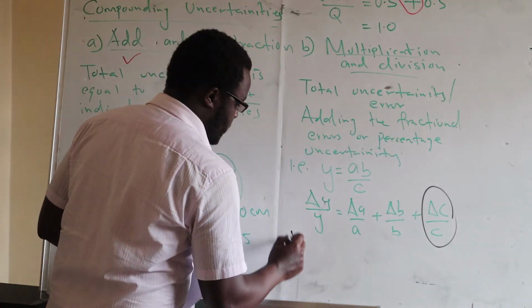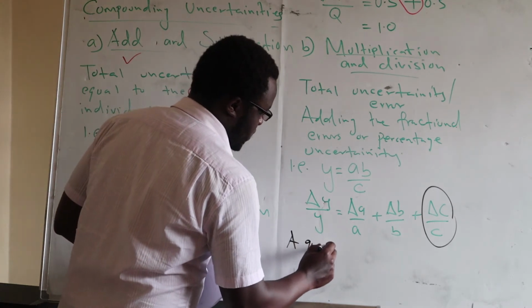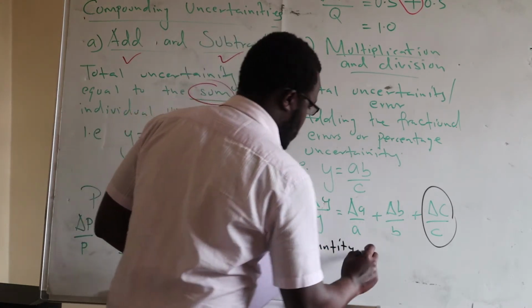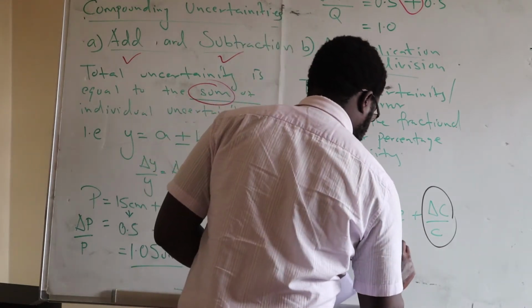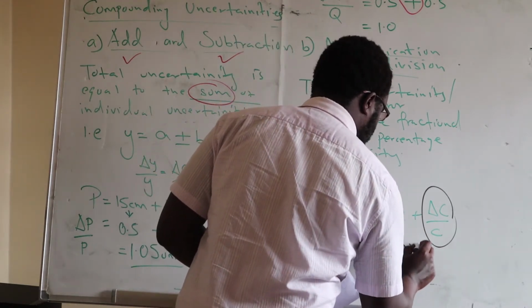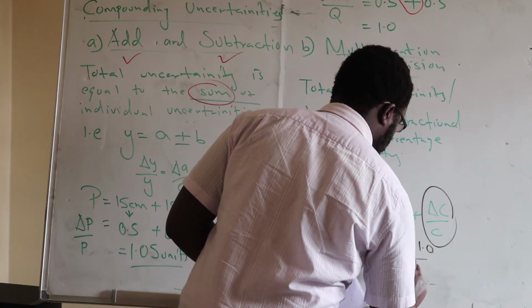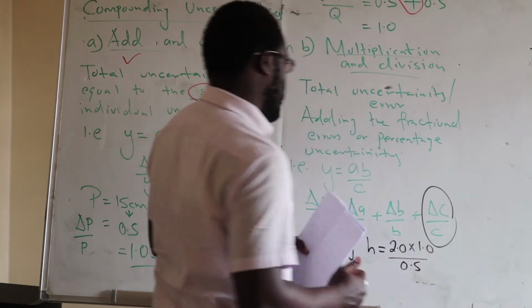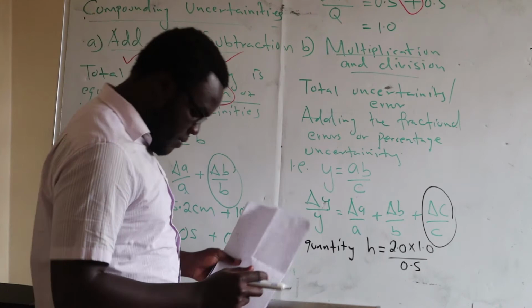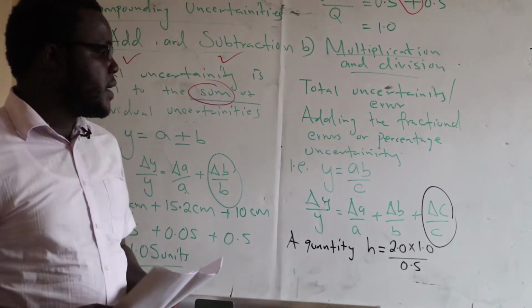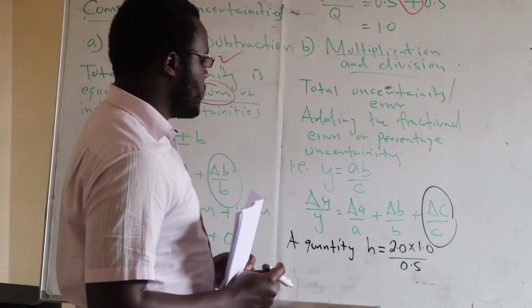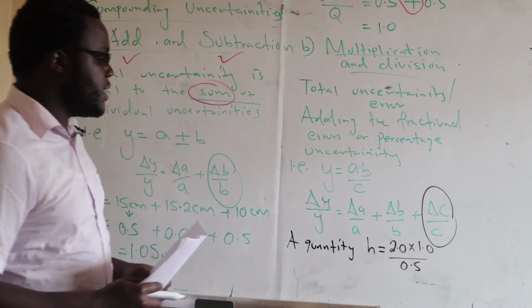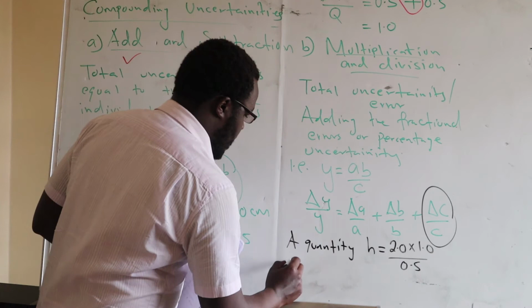A quantity H is defined by 2.0 times 1.0 divided by 0.5. Then you are told to calculate the uncertainty of H. What is the uncertainty of H?